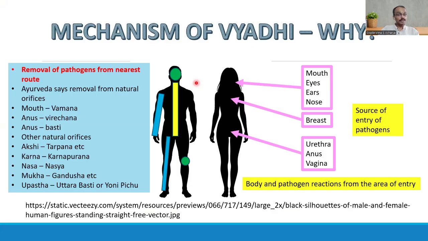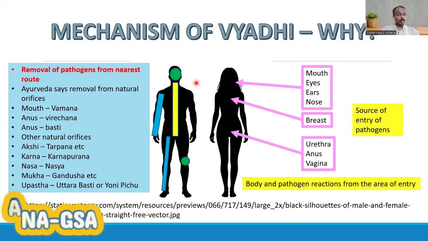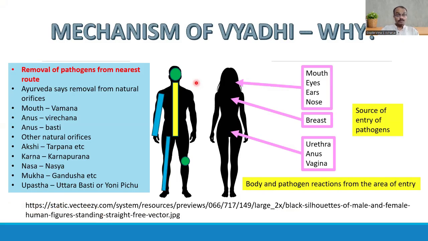Through the mouth, Vamana will be given if the person is suffering from Kapha dominant diseases. If the person is suffering from Pitta dominant diseases, Virechana will be given. If the person is suffering from Vata dominant diseases, then Basti is planned. Whereas if the person is suffering from diseases related to the eyes, Akshitarpana, Putapaka, etc. will be planned. If the person is suffering from Karna Roga, Karna Purana, etc. will be planned. If the person is suffering from any kind of Nasa Roga, Nasya will be planned. For Mukha Roga, Gandusha. If there is any kind of affliction of Upastha, then Uttarabasti or Yonipichu, etc. will be planned. This is considered to be the removal of the pathogens taking place from the nearest route. For this particular reason, we need to know about the mechanism of Vyadhi.